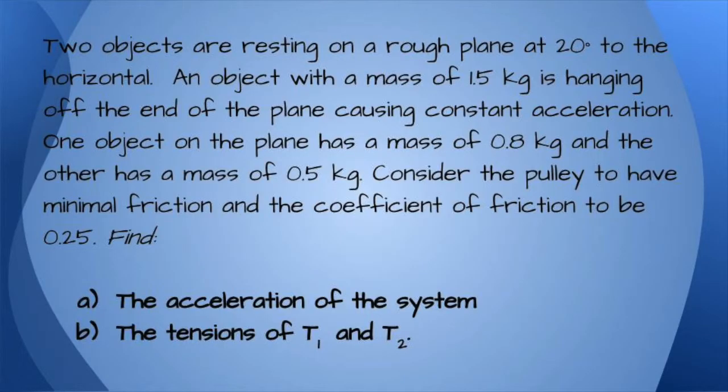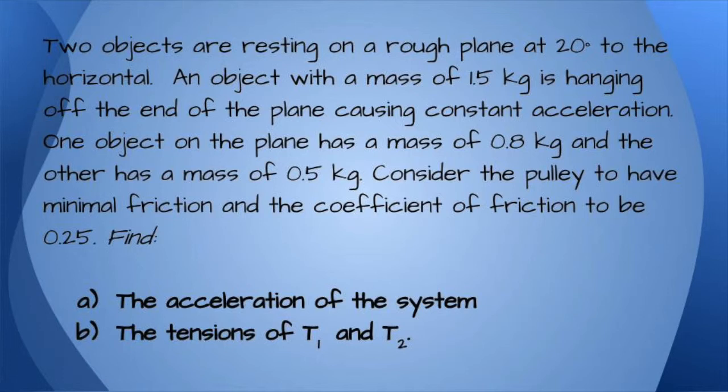The problem we are given is that two objects are resting on a rough plane at 20 degrees to the horizontal. An object with a mass of 1.5 kilograms is hanging off the end of the plane, causing constant acceleration. One object on the plane has a mass of 0.8 kilograms and the other has a mass of 0.5 kilograms. Consider the pulley to have minimal friction and the coefficient of friction to be 0.25. The problem is to find A, the acceleration of the system, and B, the first tension and the second tension.